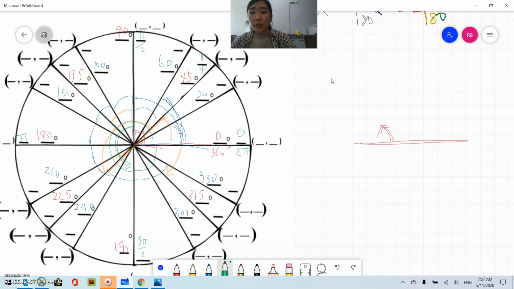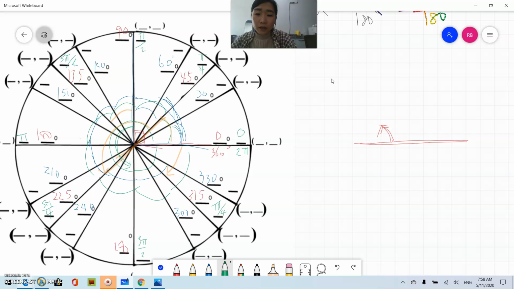Right? So then let's do this again. Pi over 4, 2 pi over 4, 3 pi over 4, 4 pi over 4, which makes it pi, 5 pi over 4, 6 pi over 4, 7 pi over 4, and 8 pi over 4, which makes it 2 pi.